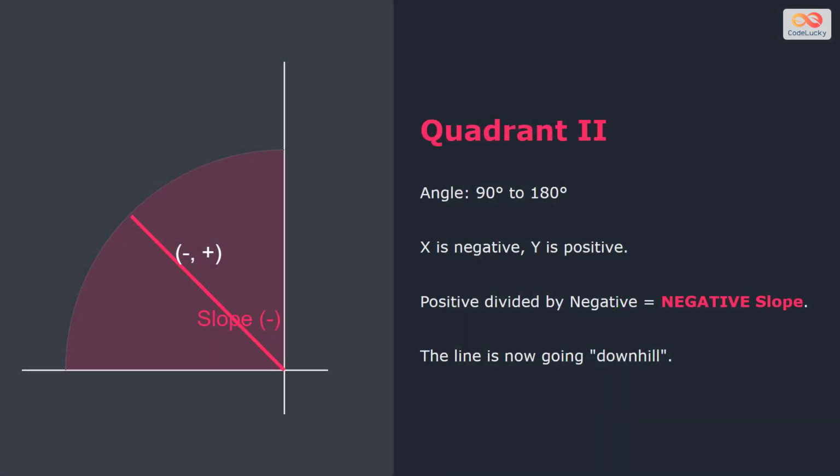Now we move into the second quadrant, from 90 to 180 degrees. Here, the x values become negative, but y remains positive. A positive divided by a negative gives us a negative result. So, the slope here is negative, representing a line going downhill.